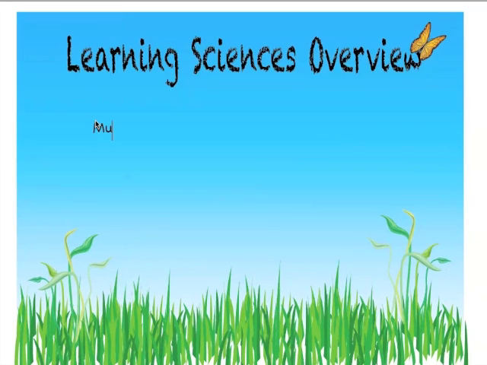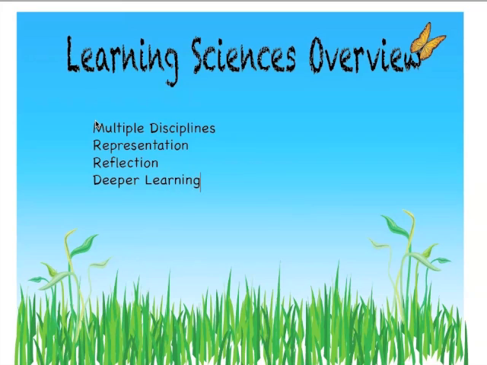The field of learning sciences studies teaching and learning. The sciences of learning include cognitive science, educational psychology, computer science, anthropology, sociology, neuroscience, and any other adaptive fields. Learning sciences involves representation, reflection, and problem solving, in an effort to attain a higher level of critical thinking.